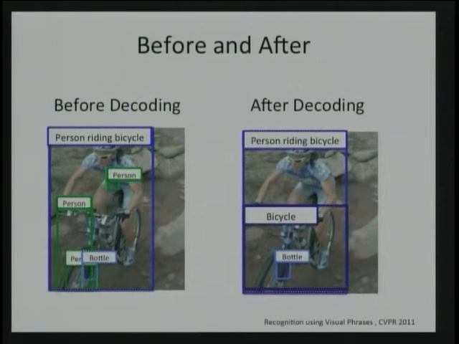There is a person-riding-bicycle prediction, one, two, three wrong person predictions, and a correct bottle prediction. And then the decoder forces those predictions to push up a bicycle prediction.